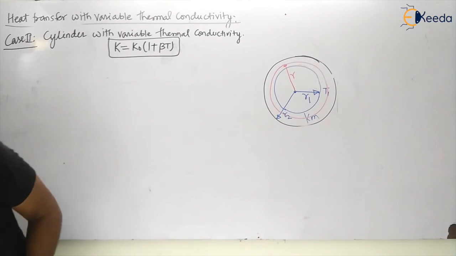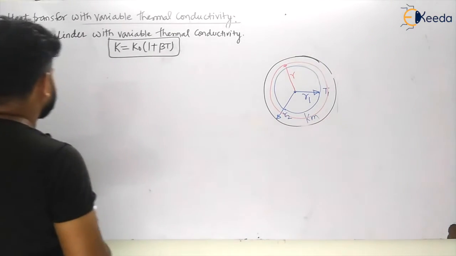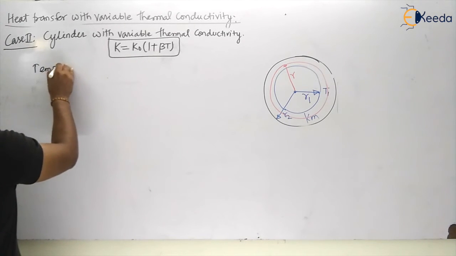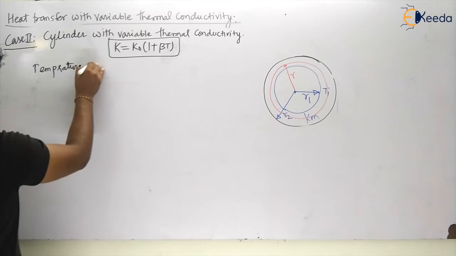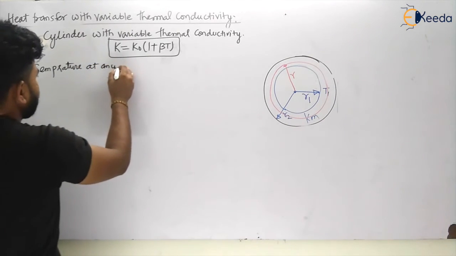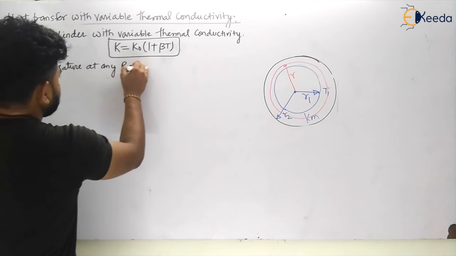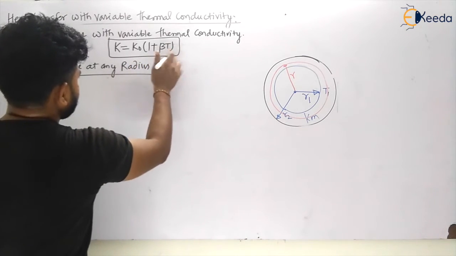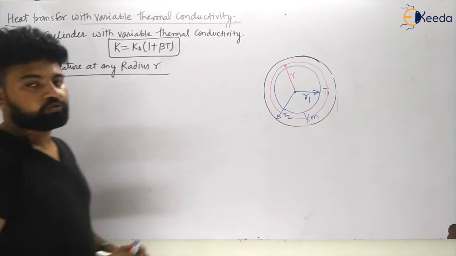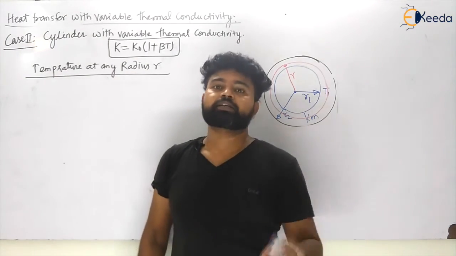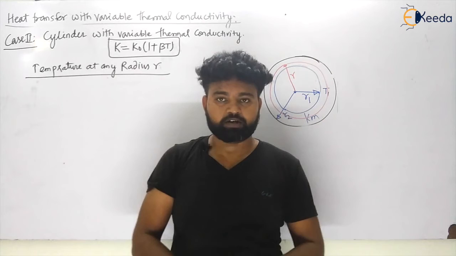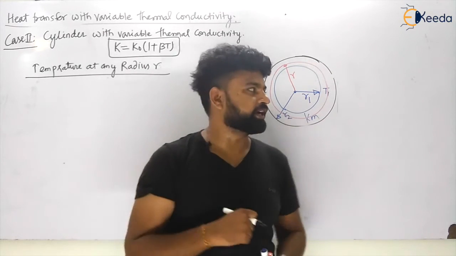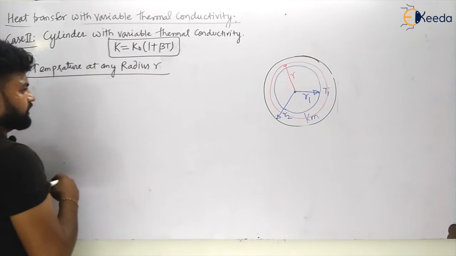So temperature at any radius r can be calculated. At any radius r, my dear students, where the thermal conductivity is varying. Let us see what it will become. I am calculating the temperature at any radius r when the thermal conductivity is varying. Most important case for the GATE, because cylinders are asked so many times. So let us consider this case.